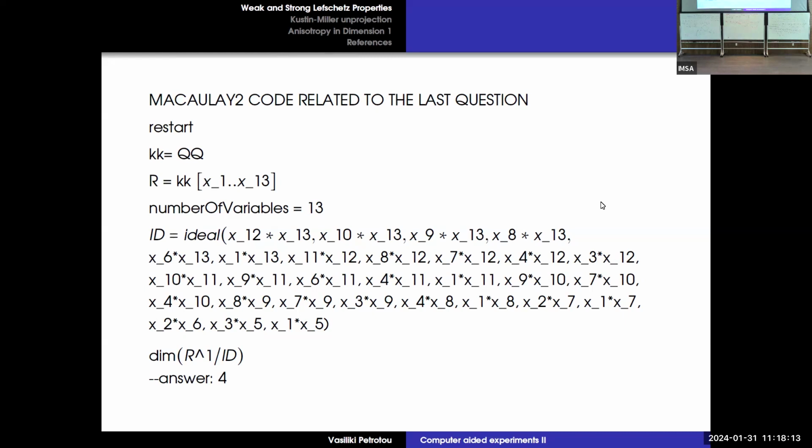The next step is to write down the ideal. We write down explicitly the generators of I_D. And the first thing that we are asking is, what is the Krull dimension of it? By using dim, we have seen these commands in my previous talk. So Macaulay2 returns that the Krull dimension is equal to 4. So we have a three-dimensional sphere, one less.